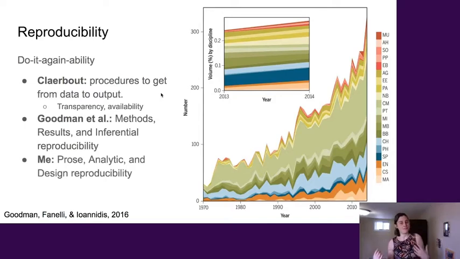Now, for my classes, I talk about 3 different types of reproducibility, and they really do overlap theoretically and in substance with some of these other definitions, but I want to highlight them. So one is prose-based.